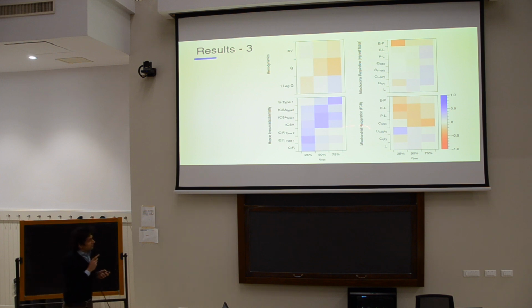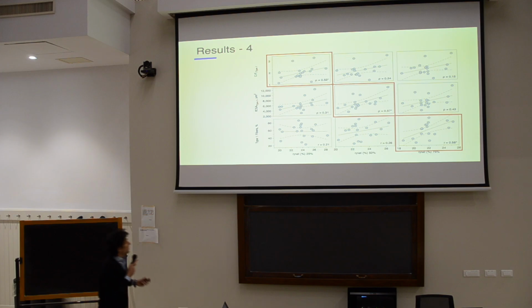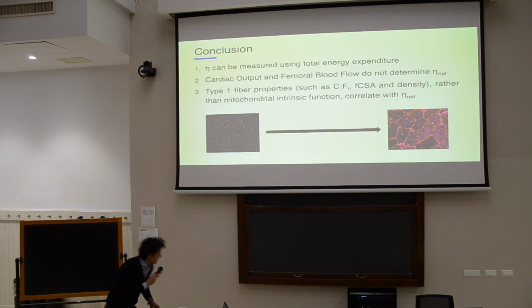But what we see here is that capillarization is more important for low intensity, and the percentage of type 1 fibers, as expected, becomes more important for high intensity exercise. And here you can see the raw data of the correlation. As you can see, there is significance for the capillarization and type 1 fibers for low intensity, and the importance of type 1 fibers on the net efficiency. The importance of type 1 fibers in practice becomes higher for high intensity exercise.